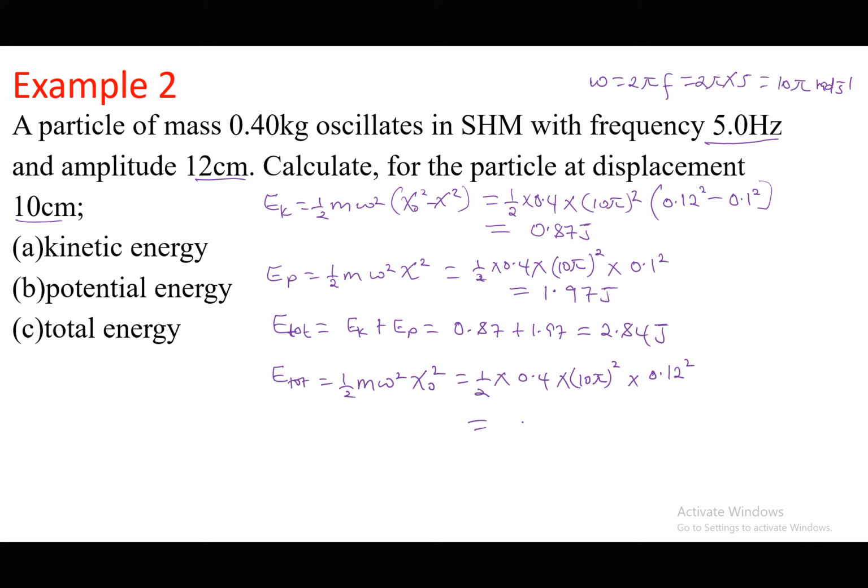then times 10 pi squared. So the answer is essentially the same, 2.84 joules. So the answer is either the sum of the two or just using the constant total energy. I think that is a good example for using that expression.